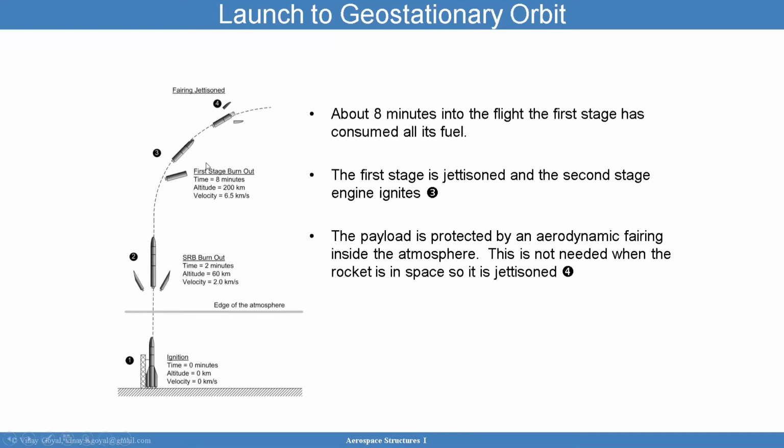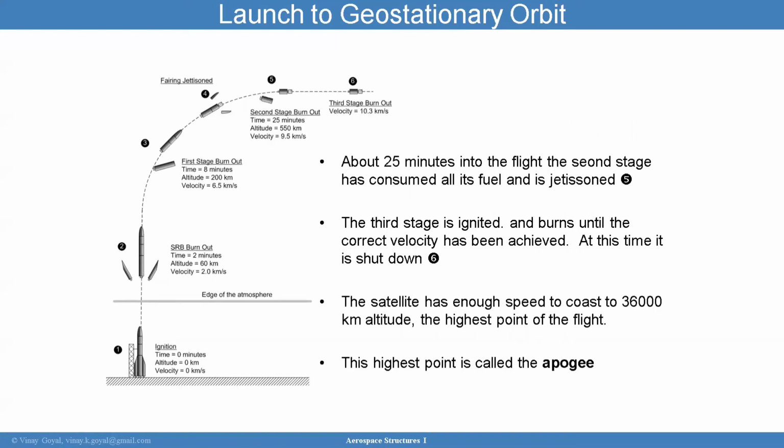So you want to get rid of that extra mass. Now you go into the payload portion, which is protected by the aerodynamic fairing. And again, this is not needed when the rocket is in space, so it's also jettisoned. We don't need that. So again, more mass, less mass, and you can get farther where you need. You can see here the second stage burns out now at 25 minutes at an altitude of 550 kilometers. The velocity is now 9.5 kilometers per second.